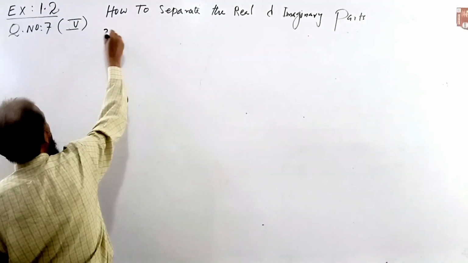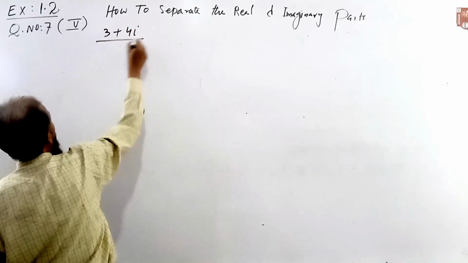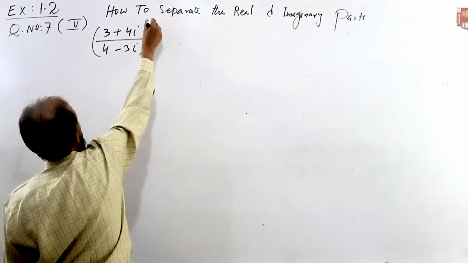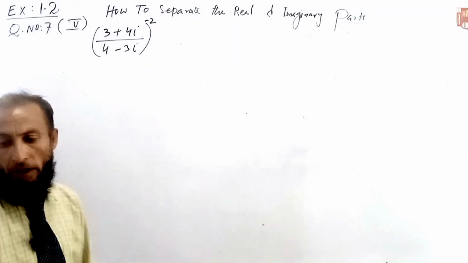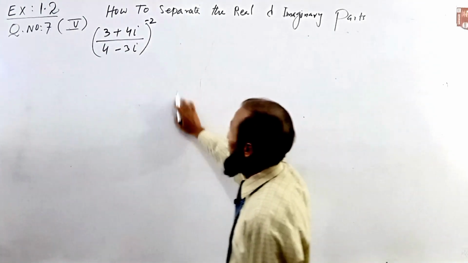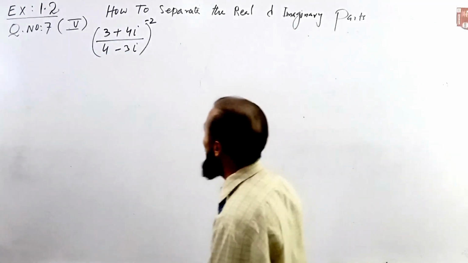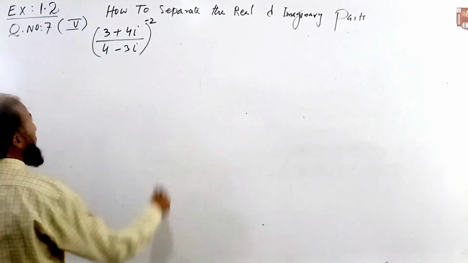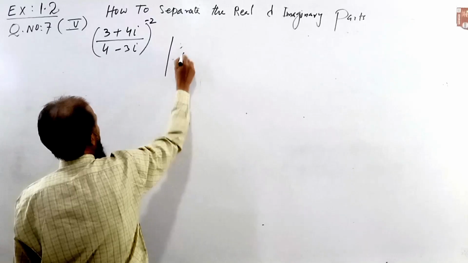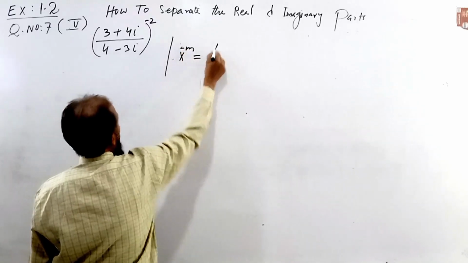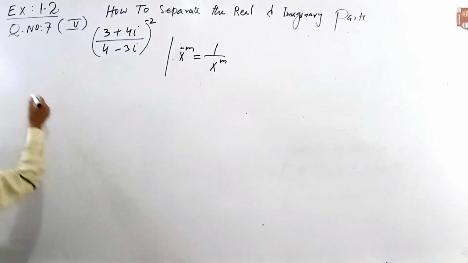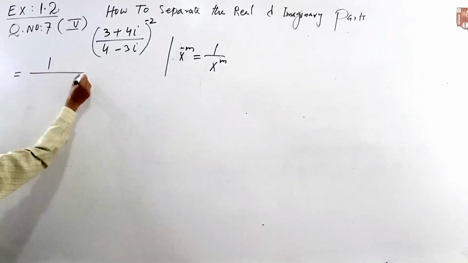(3 + 4i)/(4 - 3i) whole power minus 2. Here the power is negative, so we will use the exponent rule. The rule is x to the power minus m equals 1 over x to the power m, so we change the power into positive. Similarly here we change into positive.